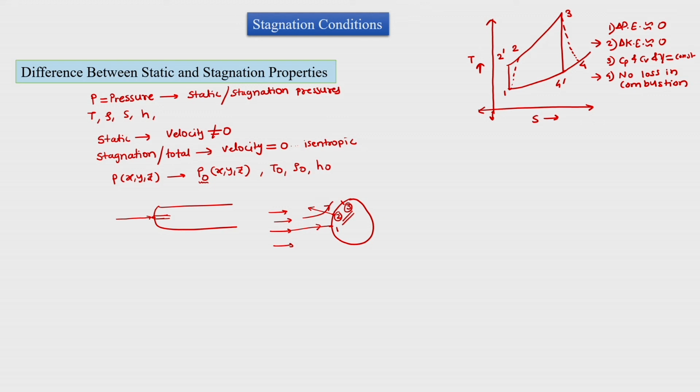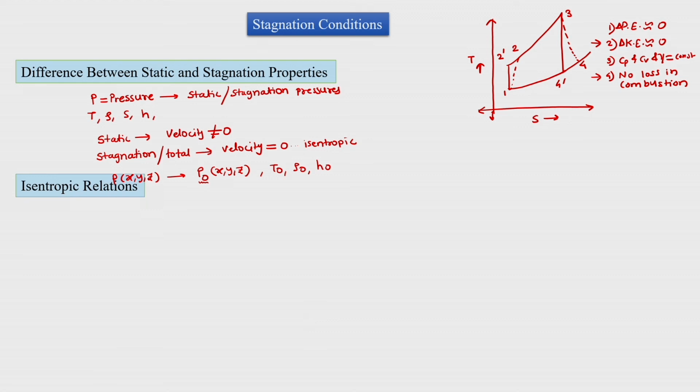Similarly, if we measure density or temperature at points 1, 2 and 3, then those at 2 and 3 will be static quantities, and the quantities we measure at 1 will be total quantities. So this is the basic difference between stagnation and static quantities. So we are assuming that flow is brought to 0 velocity isentropically.